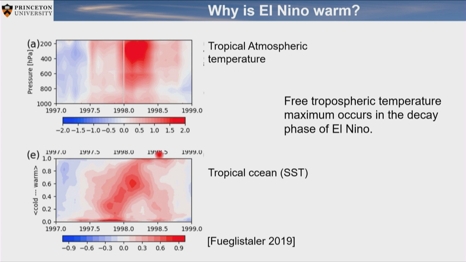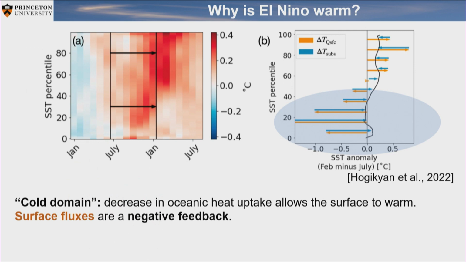And again, if you look at SSTs, you see exactly that. This is the cold end. The beginning of El Niño is in the cold percentiles, so it's anomalously warm. But then this warming anomaly propagates, and in the end, in the decay phase, actually it is the highest SSTs that are anomalously warm. And that is not so easy to explain, how thermodynamically you can produce a warming of the warmest. So Alison Hagikian, a student working with me and Laura Splone, looked into that.